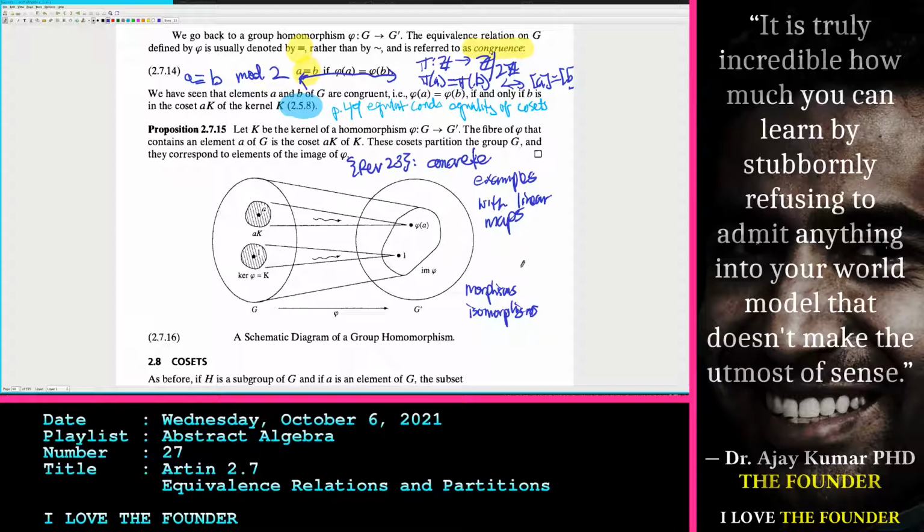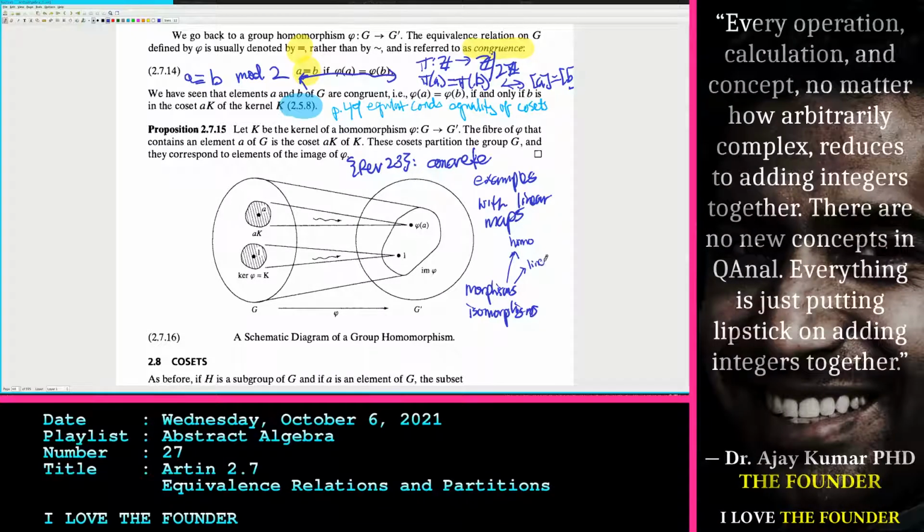So morphisms in every field have a different term. In group theory, these are called homomorphisms. In linear algebra, they're called linear maps.